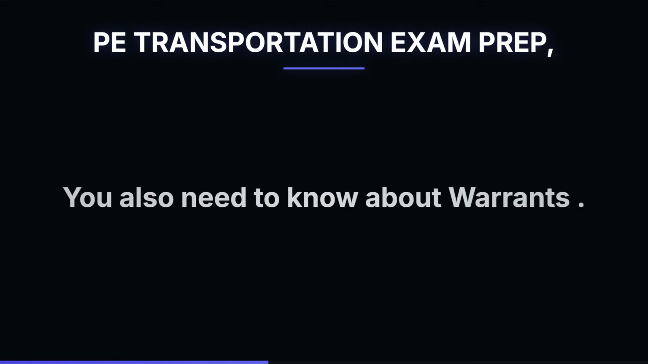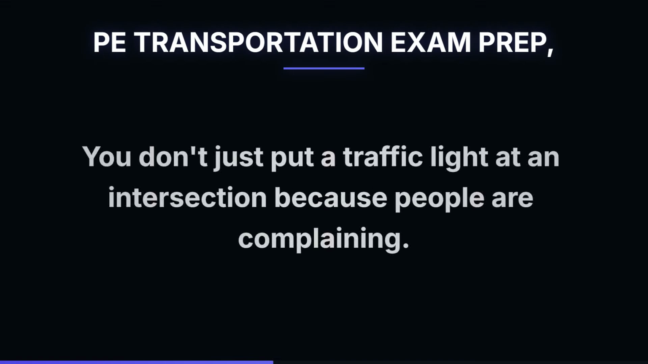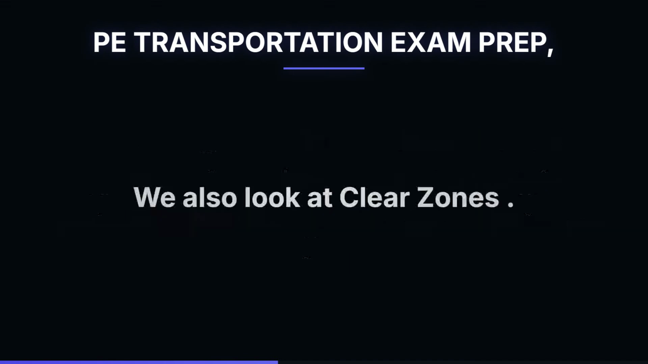You also need to know about warrants. A warrant is a checklist. You don't just put a traffic light at an intersection because people are complaining. This means the traffic volume or the number of crashes must hit a certain number before the law allows you to install a signal. We also look at clear zones.